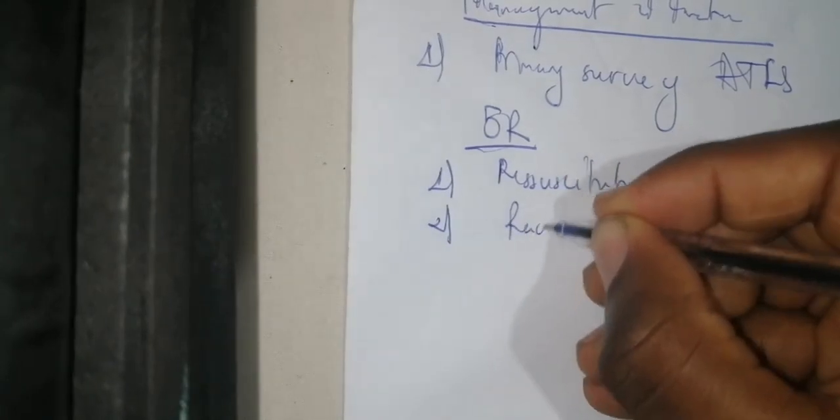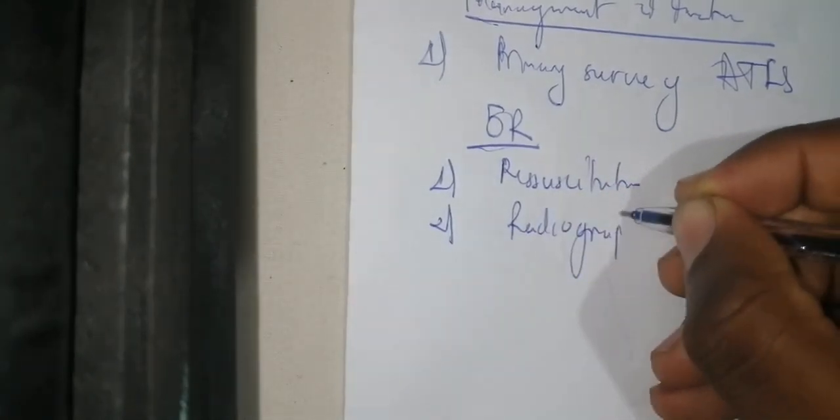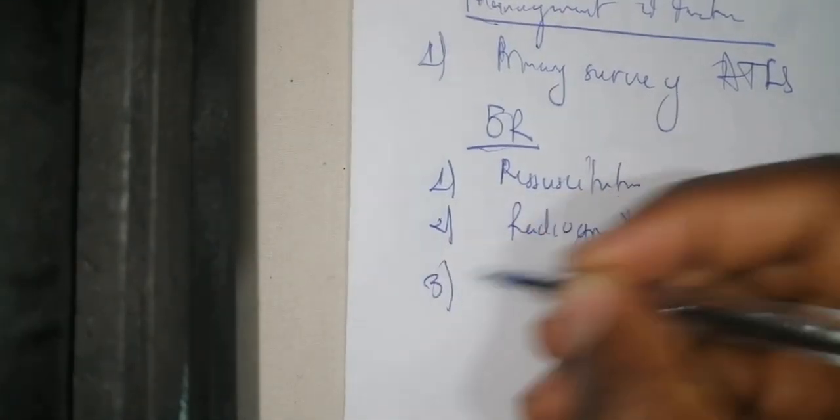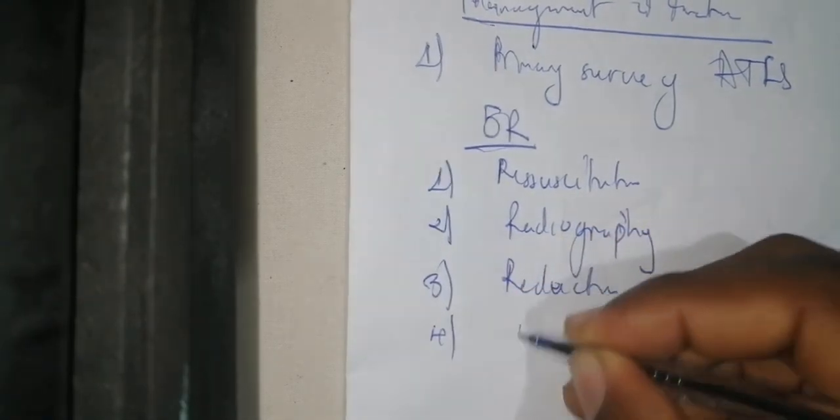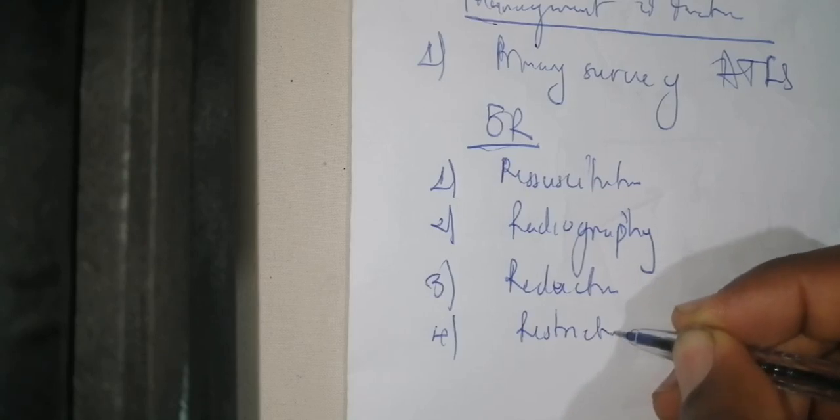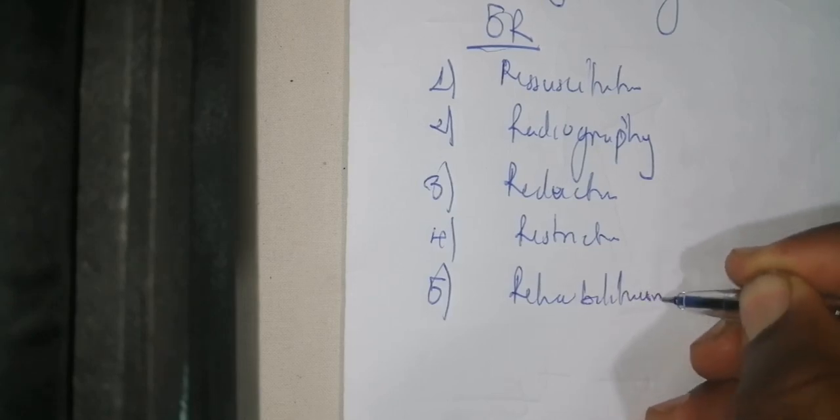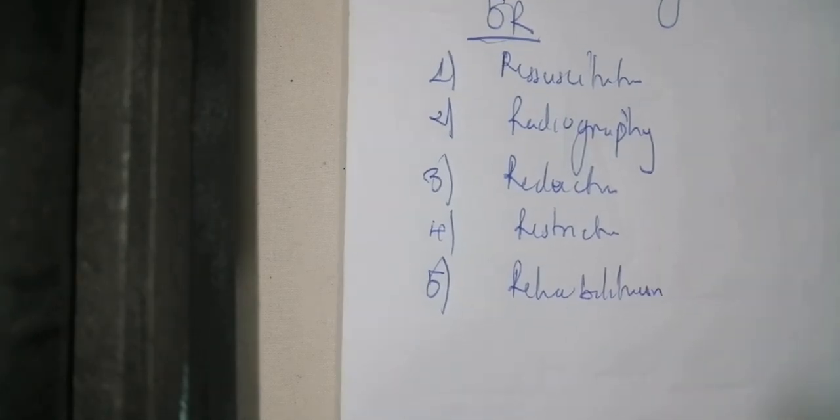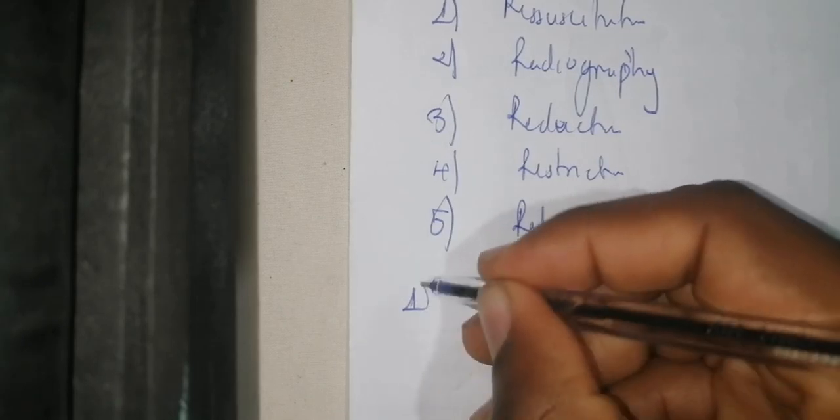Second R is going to be radiography. The third R is going to be reduction that you do. The fourth R is going to be restriction, and then the fifth R is going to be rehabilitation. So those are the different R's that you have to evaluate when you are managing a patient. Now we start with the first R, which is resuscitation.